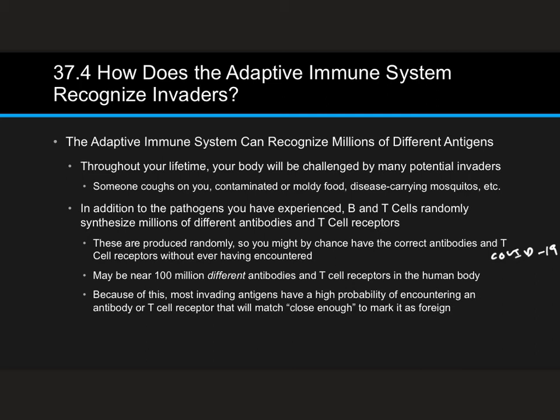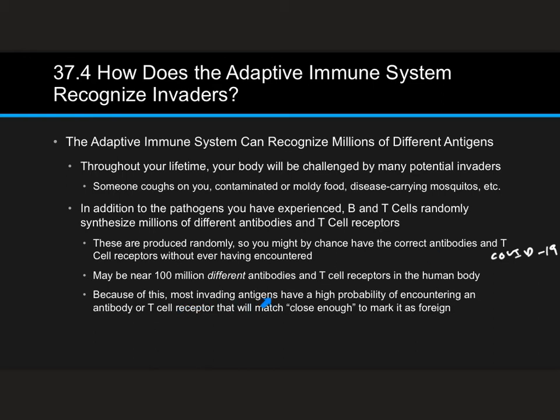Okay, it's estimated that there might be 100 million different antibodies and T cell receptors in the body. That's not to say that you've come into contact with 100 million different pathogens. You probably come in contact with a few million different ones, maybe more. But you also have these random ones that are getting made just in case something comes in contact that you've never met before. Maybe there's a chance you guessed right.